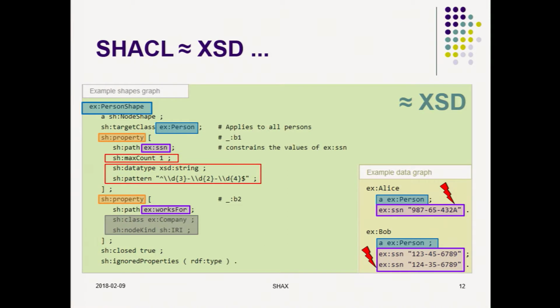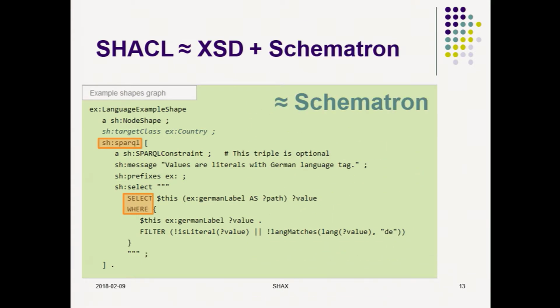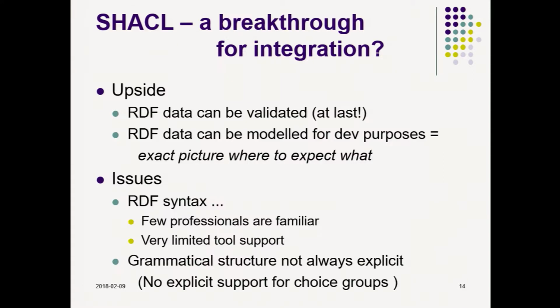But there is more to SHACL. It also supports the construction of highly specific constraints using the SPARQL language. And in this respect, it resembles more schematron. Therefore, one might say SHACL is XSD plus schematron for RDF. Okay, obviously, we have a very powerful schema language now for RDF. And I ask myself, is this a breakthrough for the integration of XML and RDF?